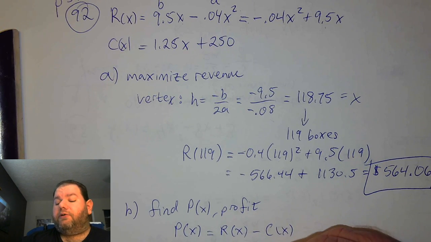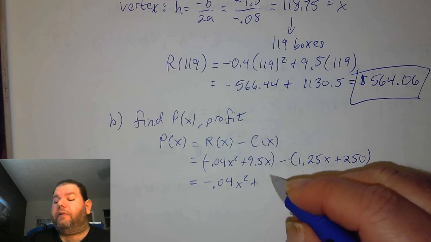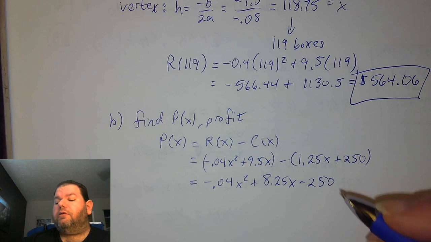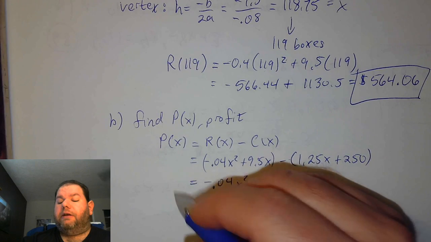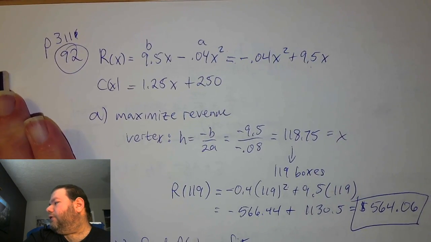Anyway, so we plug in R of X, which is negative 0.04 x squared plus 9.5x, minus C of X, which is 1.25x plus 250. And so subtracting those, let's see, we have 9.5x minus 1.25x, so that would be 8.25x. Oh, I'm kind of off the screen there, sorry. 8.25x, and then minus the 250. Okay, so that's our profit function P of X. Let's look at this revenue and cost function a little bit more closely.